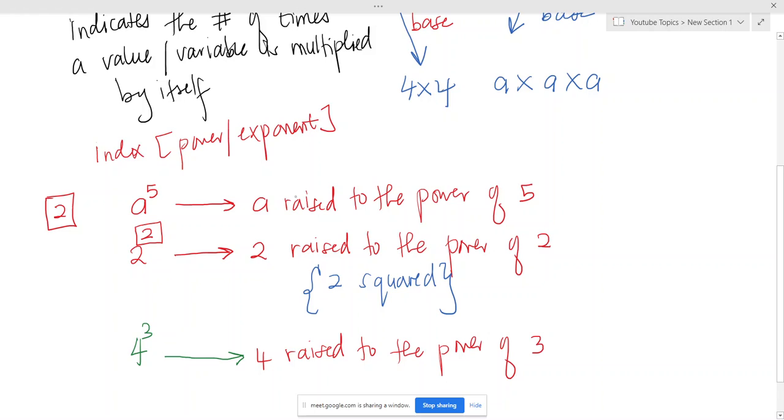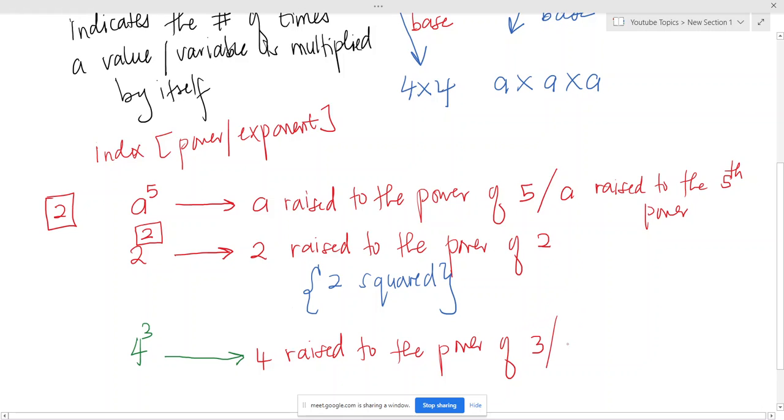By the way, there's one more presentation. If you see it, it's the same thing. It could be A raised to the 5th power. Same thing, you could say 4 raised to the 3rd power. That slash means or. That's all it means. 4 raised to the 3rd power.